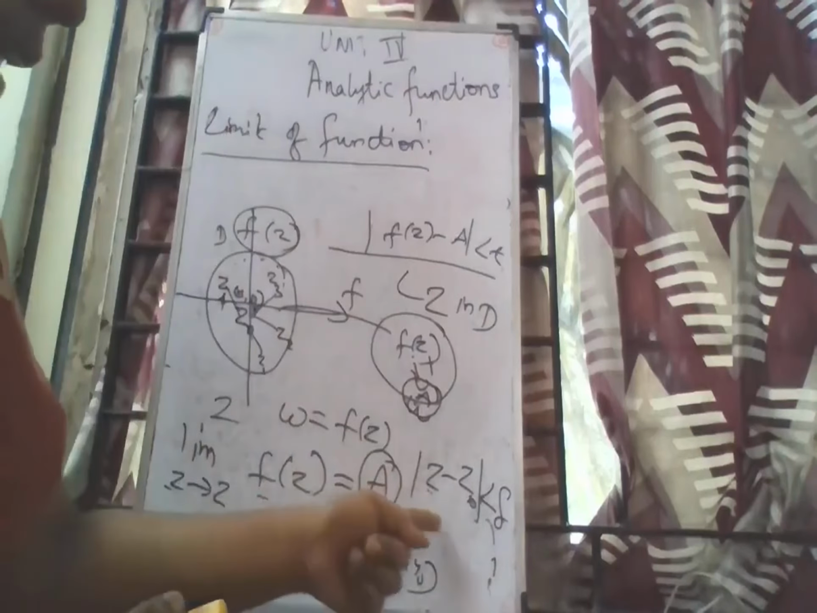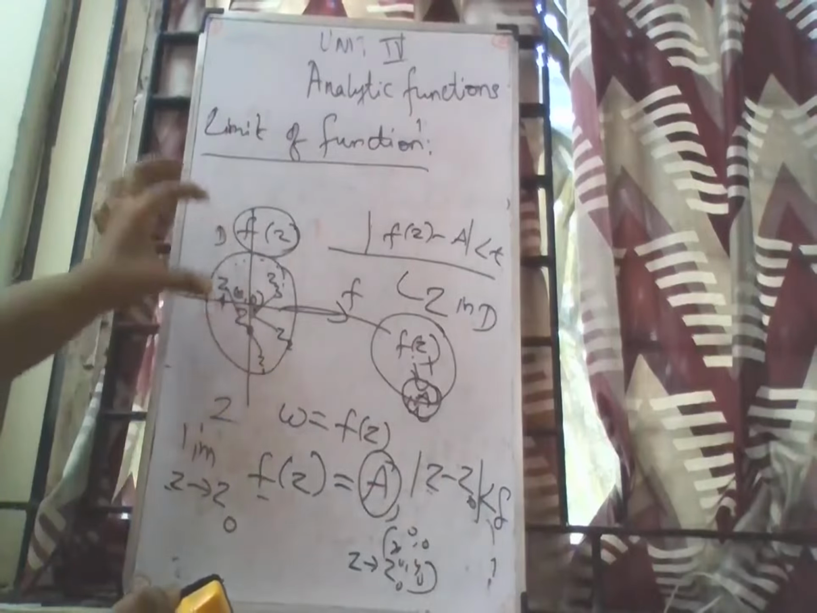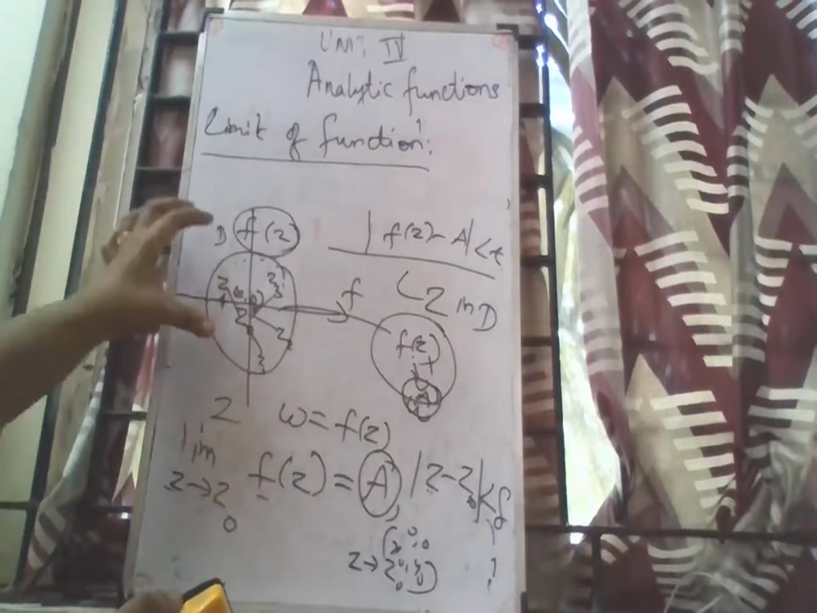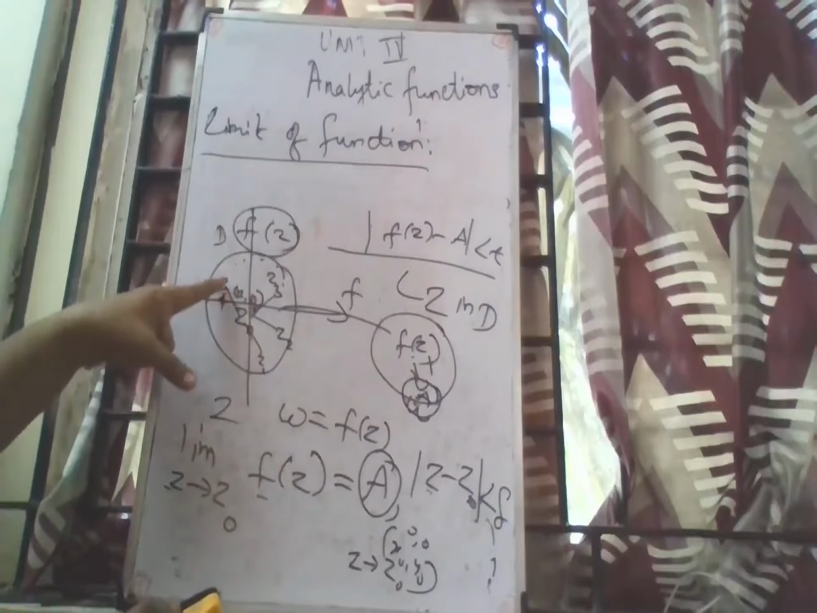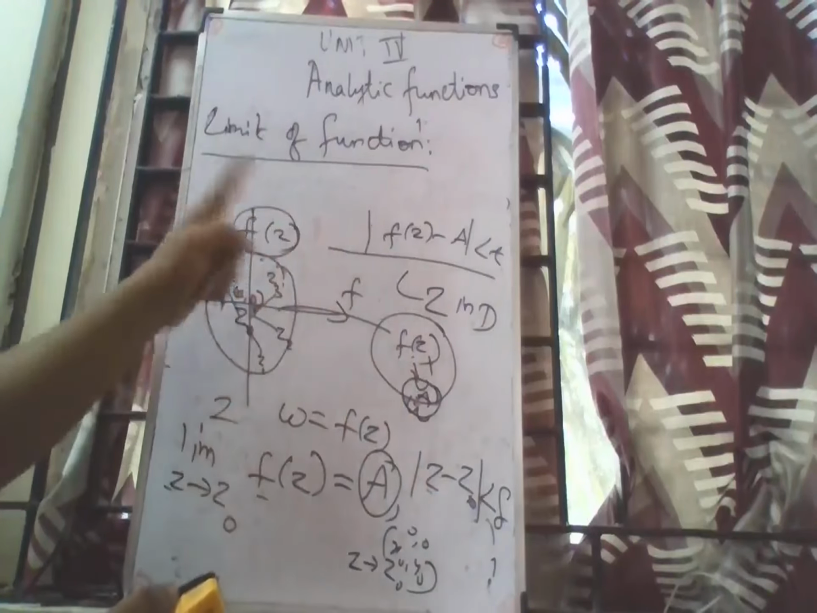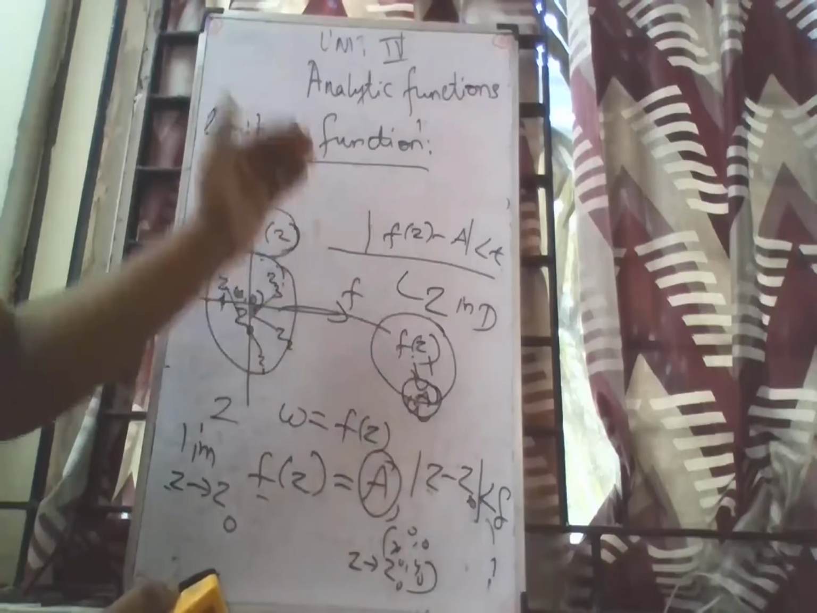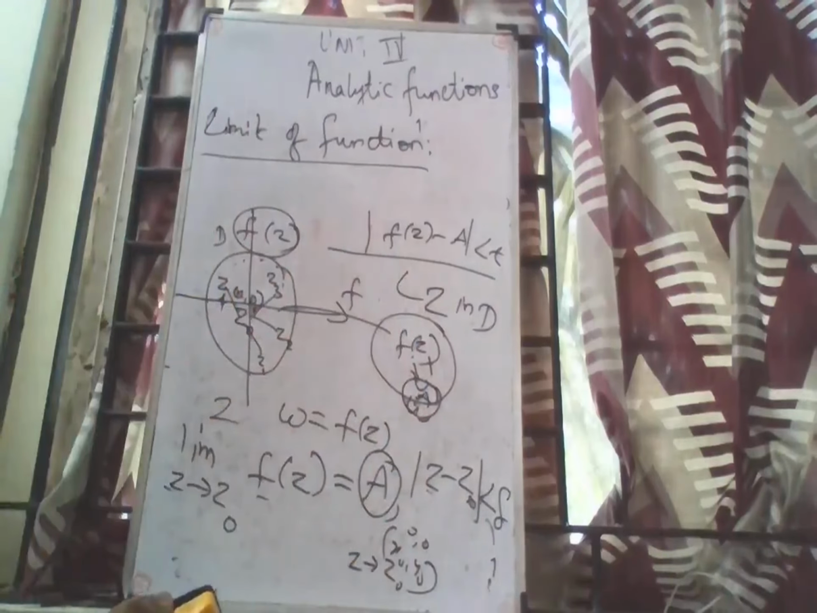So whenever z tends to z naught, through the graph you can see z tends to z naught in the z plane. For each z, the corresponding f of z exists. Yes, the corresponding f of z tends to A. So this is the definition of the limit of a function.